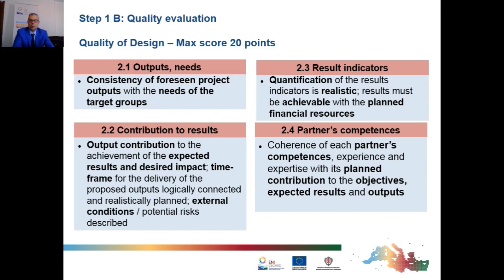Criterion 2.4 concerns partners' competences. Under this criterion, the program wants to ensure that there is a coherence of each partner's competences, experience, and expertise with its planned contribution to the objectives, expected results, and outcomes. Therefore, it is of utmost importance that this information is available in the e-form under the specific section devoted to the description of the partnership.